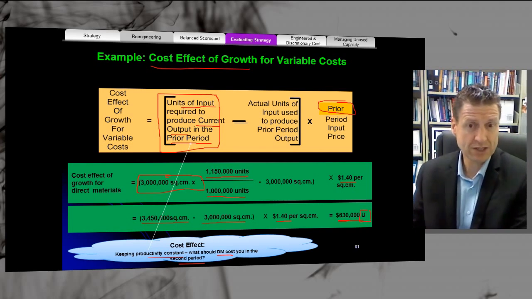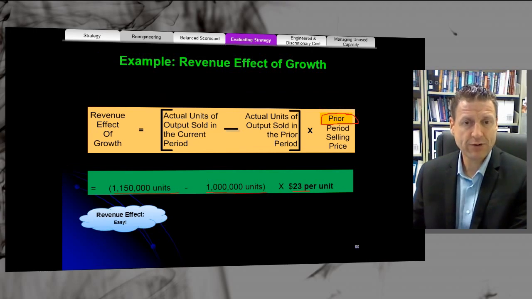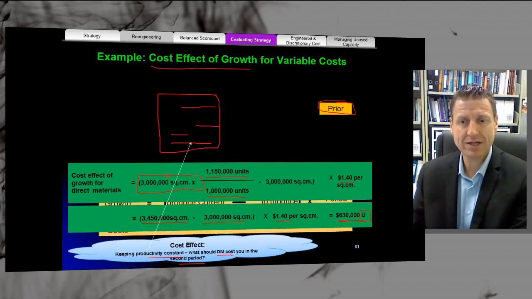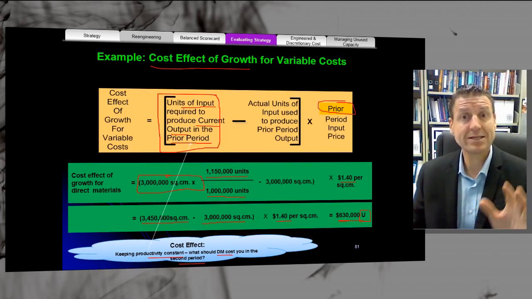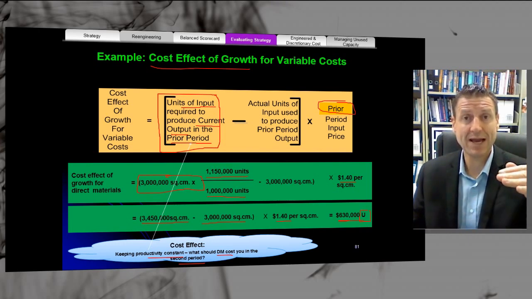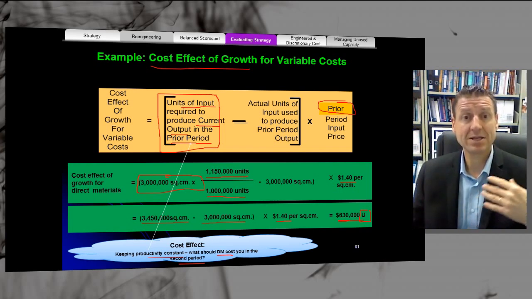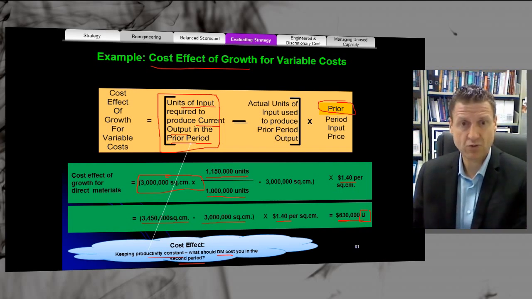So let's summarize what we have for growth. For the revenue effect of growth, we have a positive number because we have 1.15 million units minus 1 million times $23 per unit. But the cost effect of growth is 630,000 unfavorable. The costs have gone up as the number of units you sold have gone up. So there's the cost effect of growth.